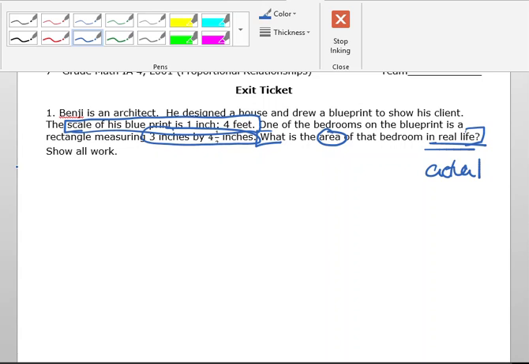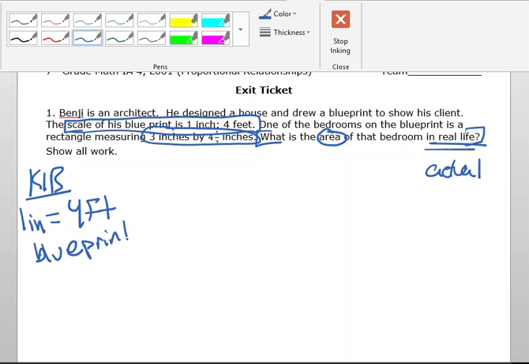So again, my key information box here. I have my scale. 1 inch is equal to 4 feet. I know that my blueprint is 3 inches by 4. I'm going to change it to 4.5 because I prefer working with 4.5. 3 inches by 4.5 inches, okay? And I need the area of the actual.